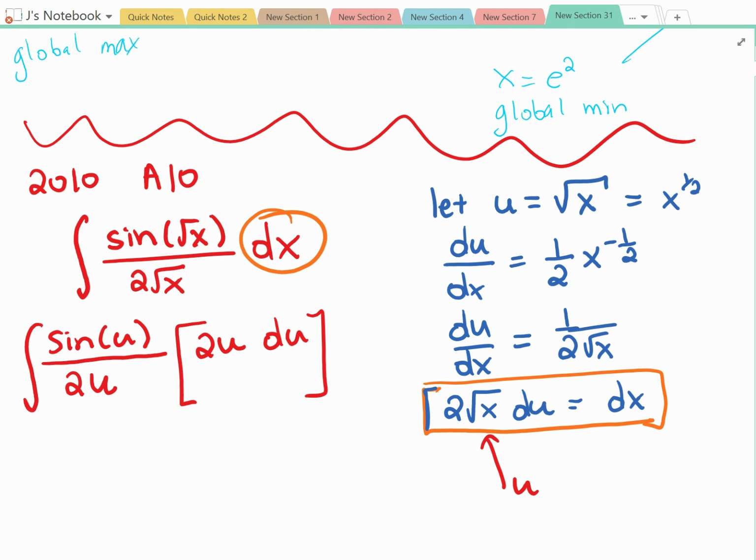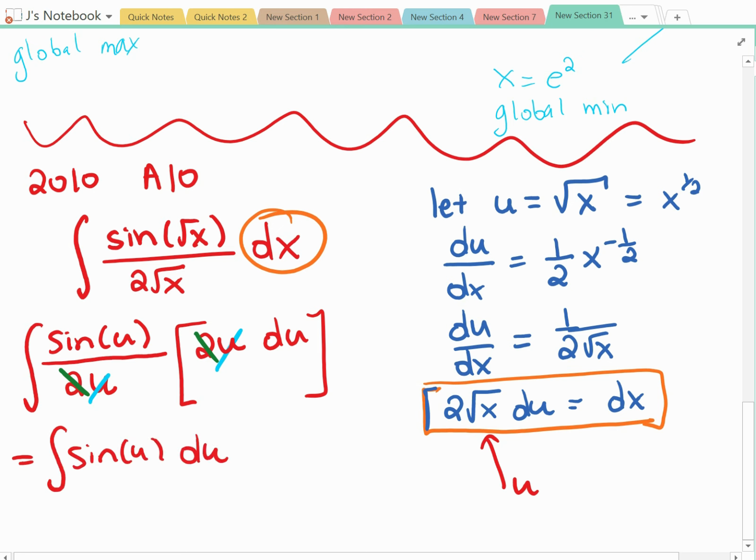Okay, next, cancel the u top and bottom. You cannot cancel the u that's inside the sine. Sine of u over u. What are you left with if you cancel these 2 u's? Just pure sine. Now the 2's cancel as well. So we have integral of sine of u du. Questions to here?